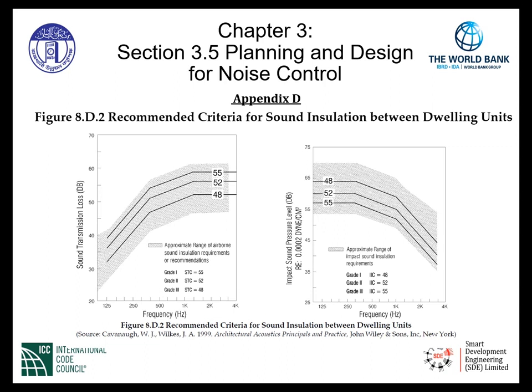As we see here, we have the approximate range of airborne sound insulation requirements or recommendations. We have our curves plotted on the frequency in hertz versus the dB sound transmission loss and the according values that are recommended in our code, 48, 52, and 55. Just like the sound transmission loss, the table and graph on the right-hand side is indicated with impact sound pressure level in dB. Grade 1, 2, and 3 are given again. Remember, this is for impact sound insulation requirements. This is normally in floors.